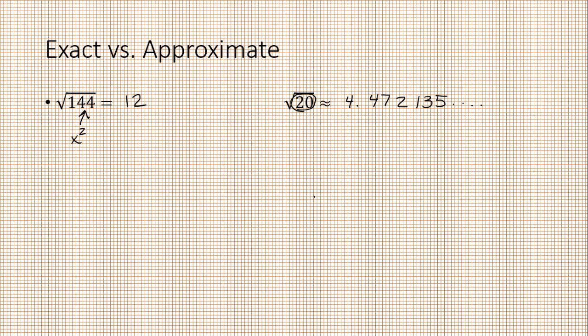These are the only two possibilities. Either you have a perfect square, which will give you a rational solution, or you have a number like 20 that's not a perfect square, and you get an irrational answer for that.